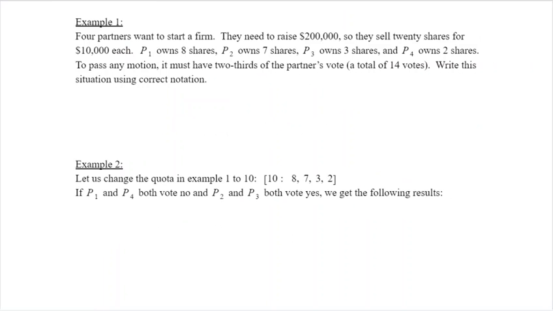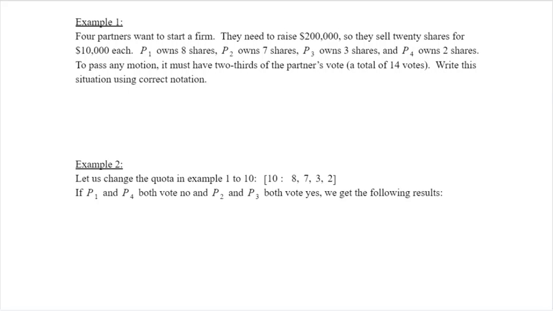So let's look at a couple of examples here. 4 partners want to start a law firm. They need to raise $200,000, so they sell 20 shares for $10,000 each. Player 1 has 8 shares, player 2 has 7, player 3 has 3, and player 4 has 2. To pass any motion, it must have a 2/3 vote.